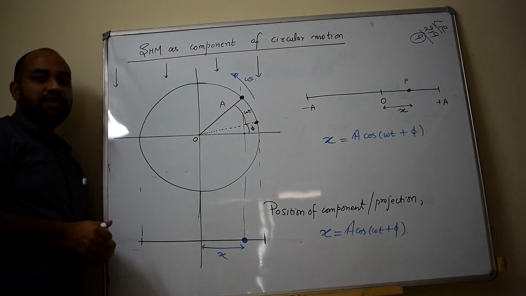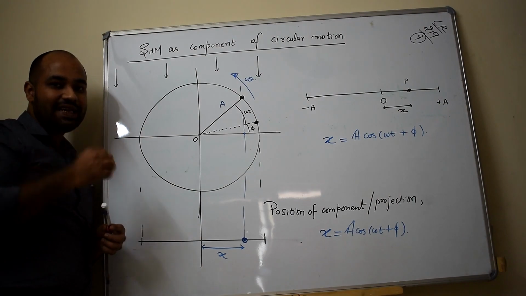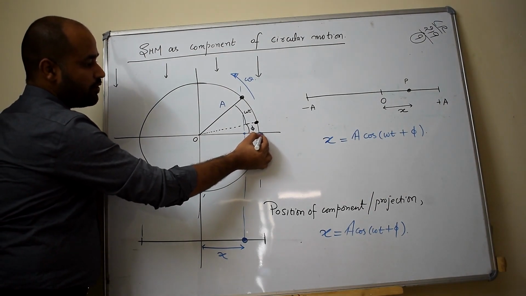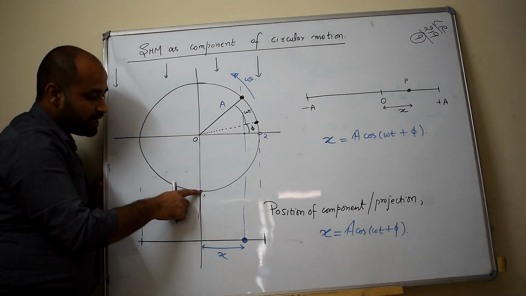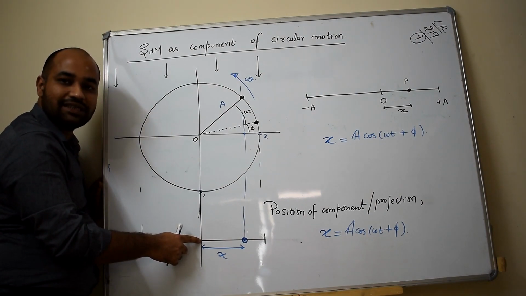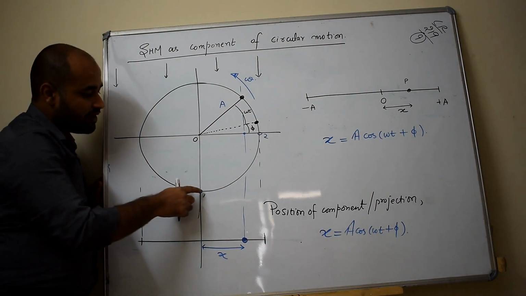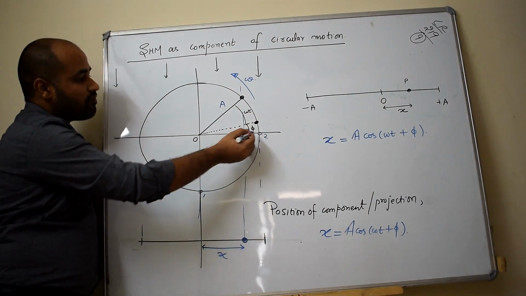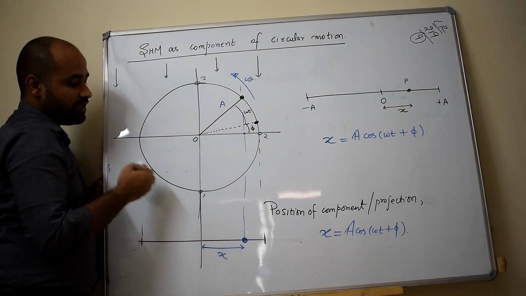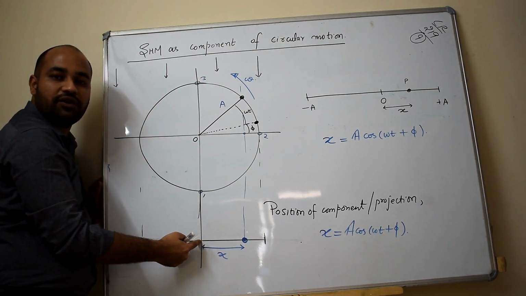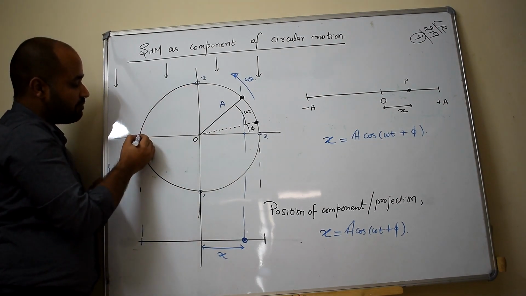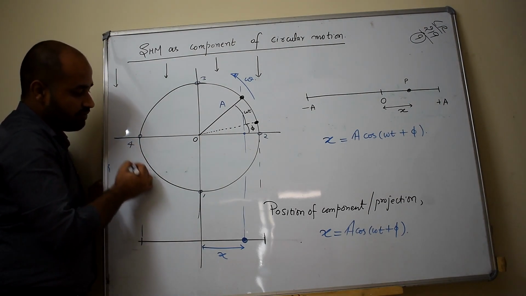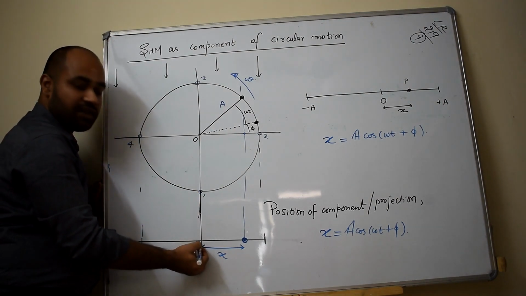Now imagine how the shadow moves on this straight line as the particle moves on the circle, let's say from point 1 to point 2. You can imagine when the particle is at point 1, the shadow will be here, that is at the mean position. When the particle in the circular motion is at point 2, the shadow will be at the right extreme. From point 2, when the particle comes to point 3, the shadow will once again come back to the mean position. From point 3, when the particle goes to point 4, the shadow will go to the left extreme. And from point 4, when the particle comes back to point 1, the shadow will come back to the mean position.